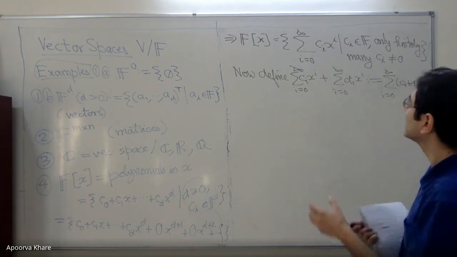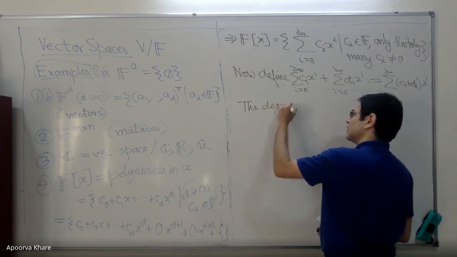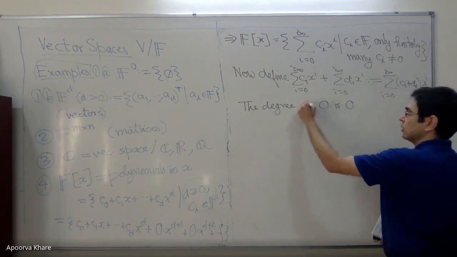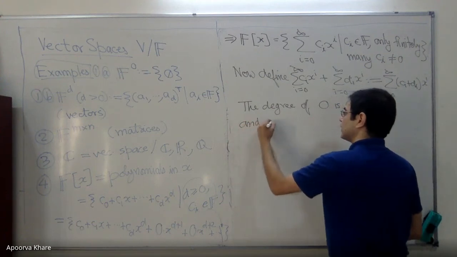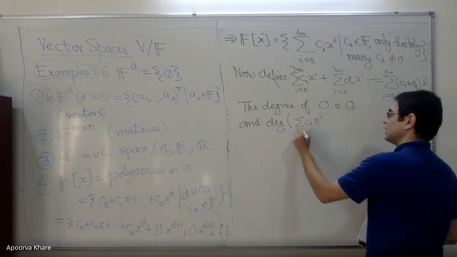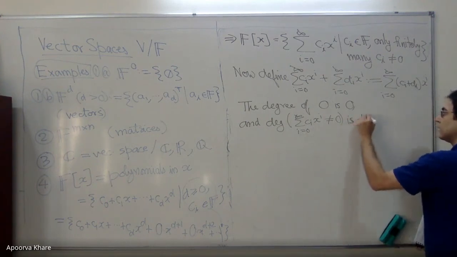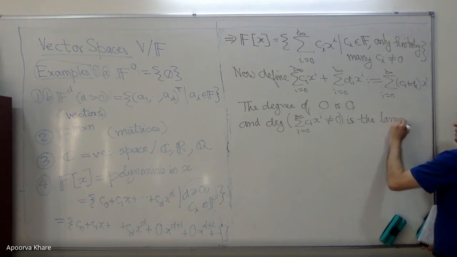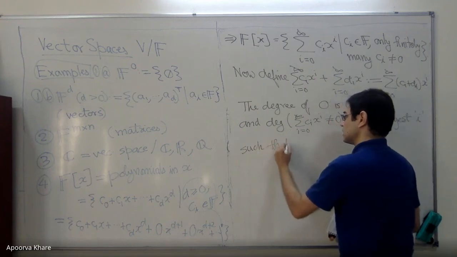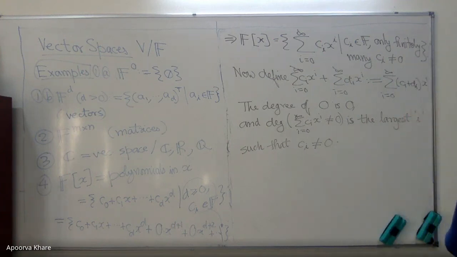The degree is the last term. Maybe I should say that. Maybe I said that last time, I don't remember. The degree of the polynomial 0 is, let's say, 0. And the degree of a non-zero polynomial, the summation Ci x^i, i goes from 0 to infinity, as long as this is not 0, is the largest i such that Ci is non-zero. Okay, so that's how you write down the degree of a polynomial.